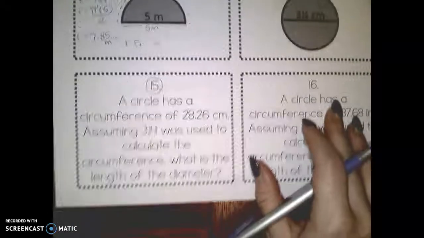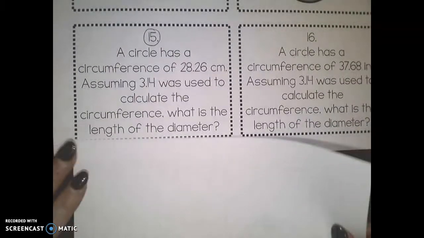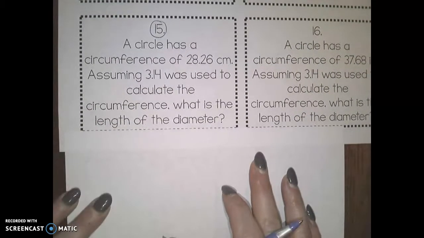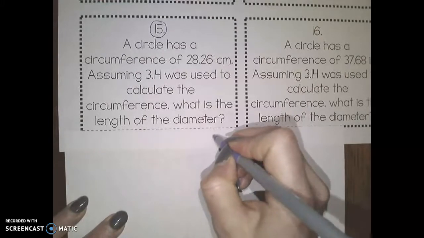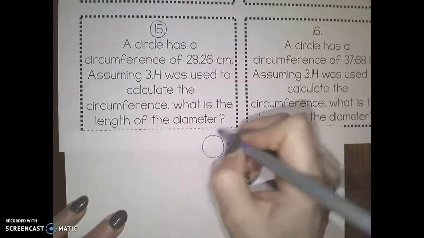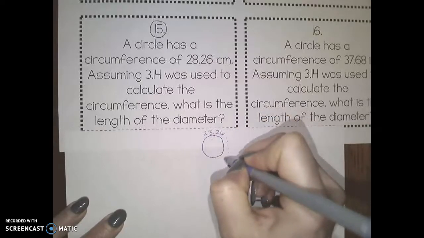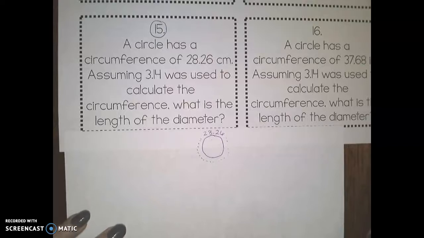Now let's take a peek at number 15 here. Okay, these were just a little bit tricky, and I'm going to talk about why in just a second. I'm going to get some extra paper down here so I can write. Okay, so a circle has a circumference. So if you guys draw yourselves a little picture, sometimes this helps. Circumference is your distance around the outside.